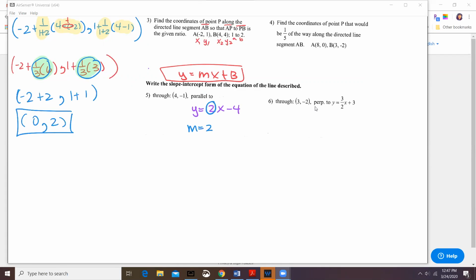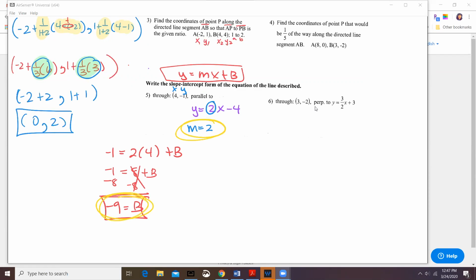So you know that m is going to be equal to 2, and it's going to go through 4, -1, which means x is 4 and y is -1. So when I plug that in, I'm going to have y equals mx plus b. So -1 equals 8 plus b, minus 8 on both sides. -9 equals b. So if I put this together with this, the equation would be y equals 2x minus 9. That's parallel to this, but goes through this point.